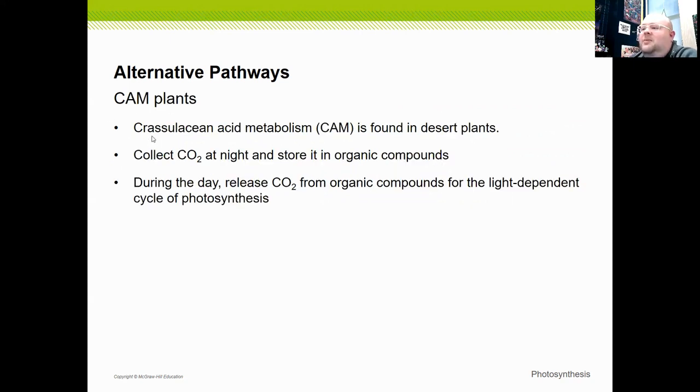CAM plants, crassulacean acid metabolism, or just CAM, is found in desert plants. They collect carbon dioxide at night and store it in organic compounds. During the day, they release the carbon dioxide from the compounds for the light-dependent cycle. So they're able to do it anyway, even without a lot of other required things typically. And so that's photosynthesis. Sunlight is absorbed by plants and lots of ATP is made. Oxygen is given off as a byproduct.